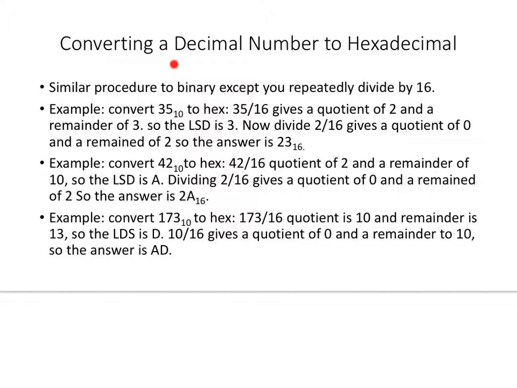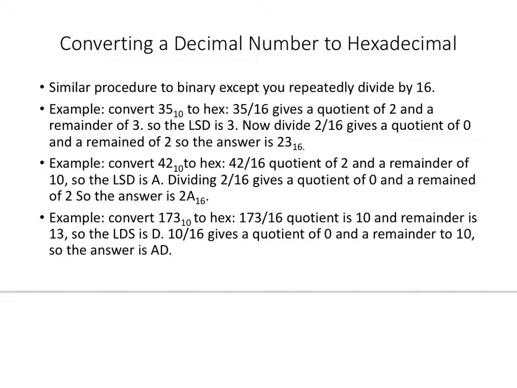Okay, now converting a decimal number to hexadecimal. This procedure is very much like converting a decimal number to binary. And if you remember, the way that we did that was we divided repeatedly by 2, and we used the remainder and the quotient. So we're going to do a similar procedure here, except we're going to repeatedly divide by 16. So we'll start out with this number right here, 35, base 10.